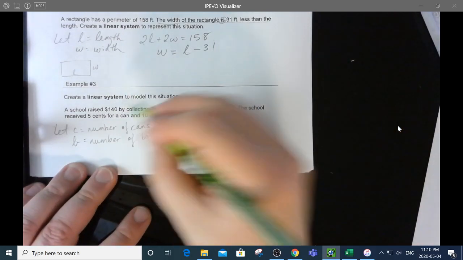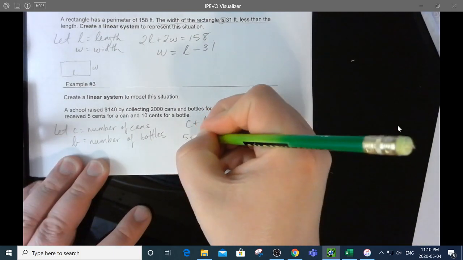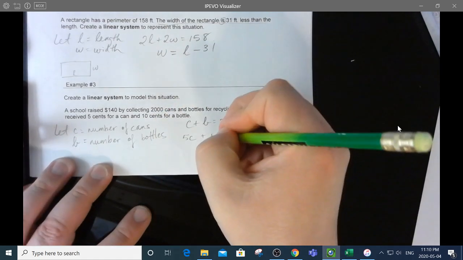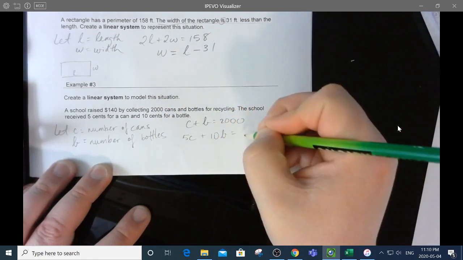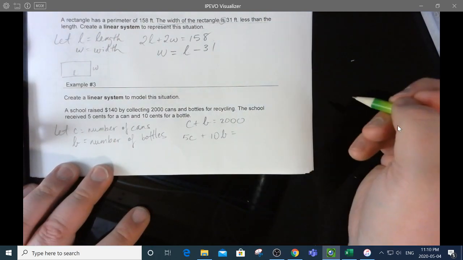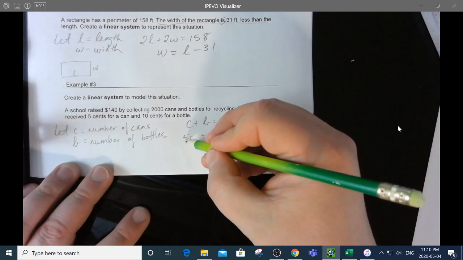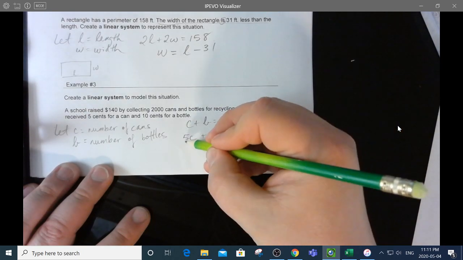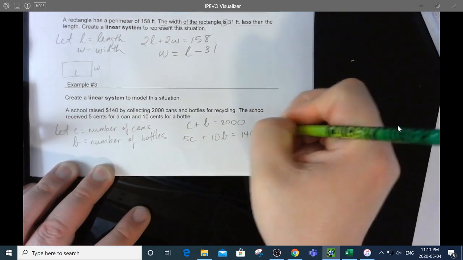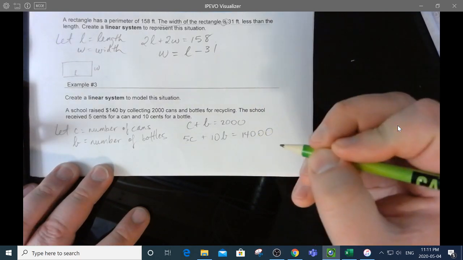And the other equation I can get from the money. Now remember, every can gets me 5 cents. So 5 cents times the number of cans plus 10 cents times the number of bottles. And oh, if I were to just write, you're probably thinking equals 140. I got it. Now look at it carefully. Why am I not writing 140 here? You see what the problem is with 140? What kind of unit is that in? Cents, dollars. See what I had to do there? Change dollars into cents. And there we go.